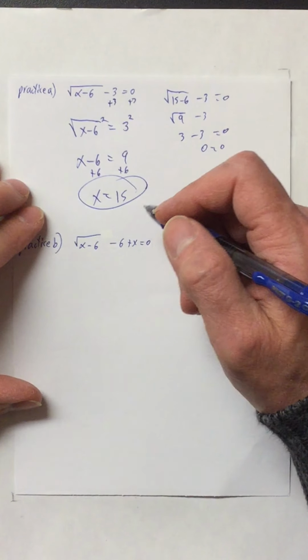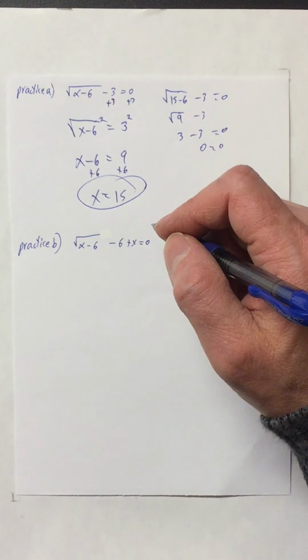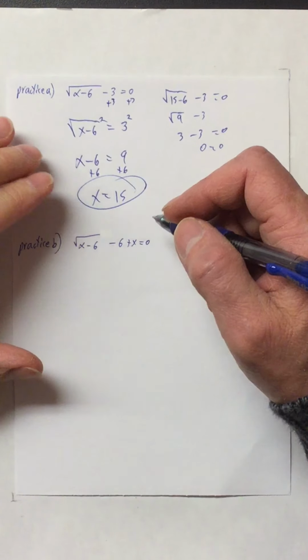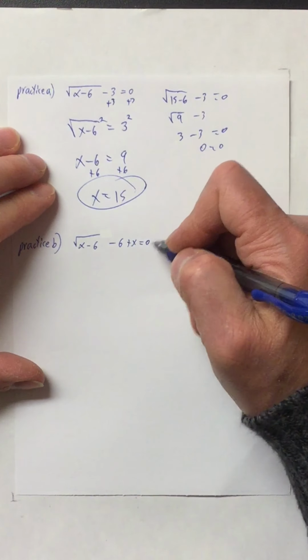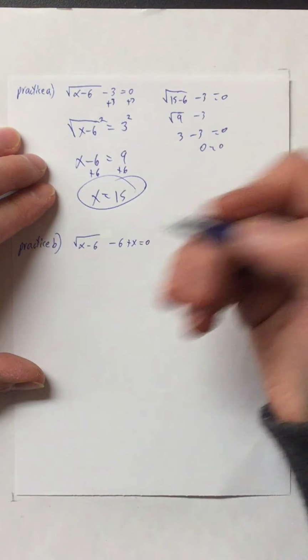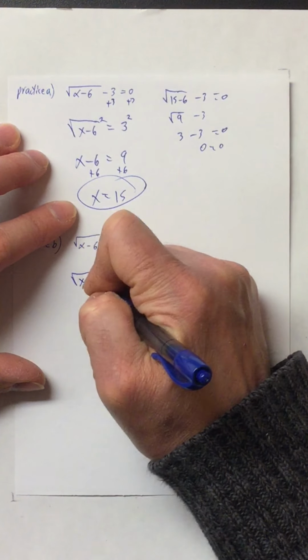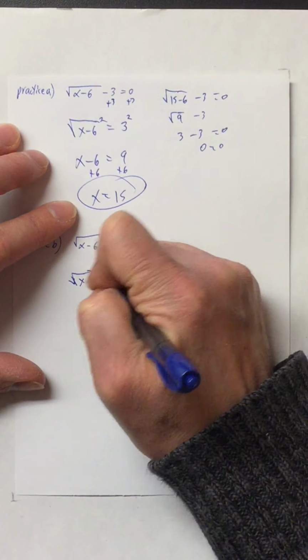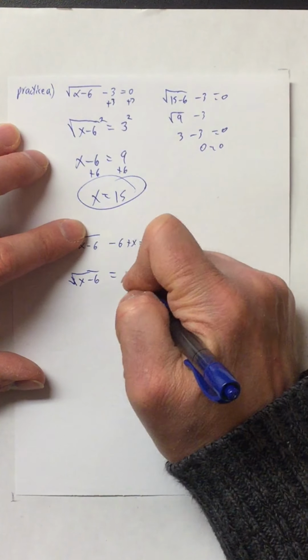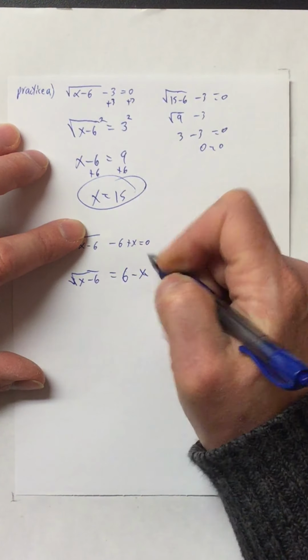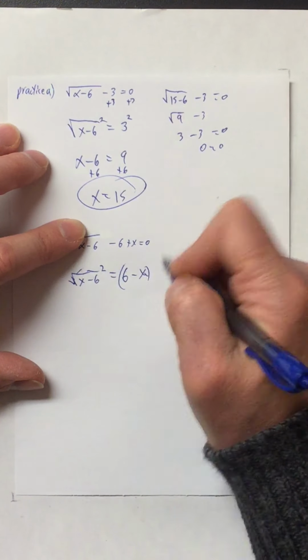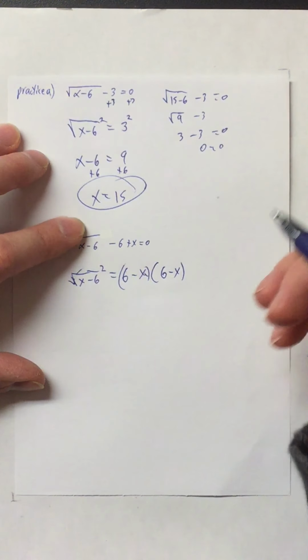Okay, second one here. Once you see two terms over here, then we know we got to move both of them over. And then we're going to get two answers because you're going to be multiplying that by itself. But anyway, let's work through this. All right, let's move both of those over. We get the square root of x minus 6 is going to be equal to 6 minus x. And then we're going to square both sides. So that's going to look like that.